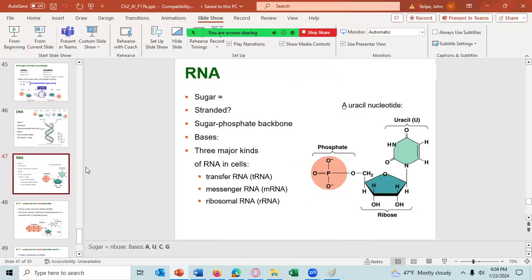So there are 4 bases to make up RNA. There are 3 major kinds of RNA in cells. There's transfer RNA, also called tRNA. There's messenger RNA, also called mRNA. And there's ribosomal RNA or rRNA. Any question about any of that?